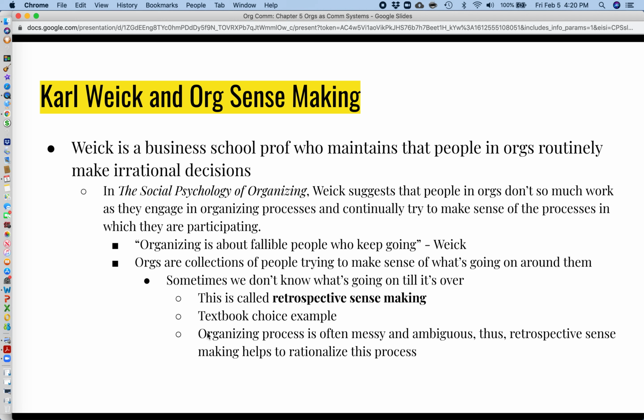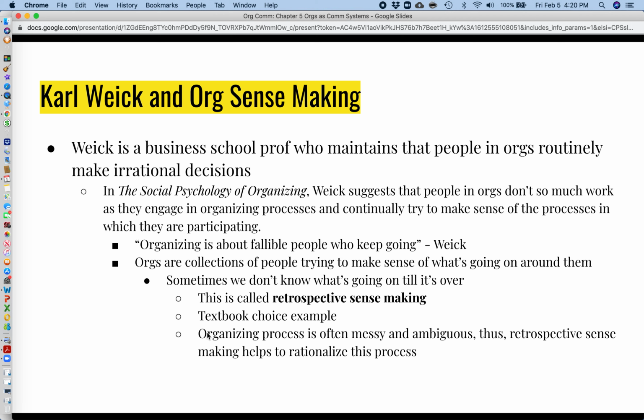Organizations are just collections of people that are trying to make sense of what's going on around them, right? And indeed, sometimes we don't even know what's going on around us till it's over. And then we look back on it and say, oh yeah, okay, we did that. And that's what we call retrospective sensemaking.